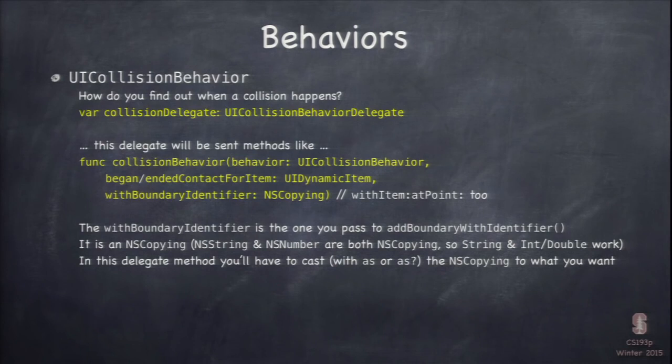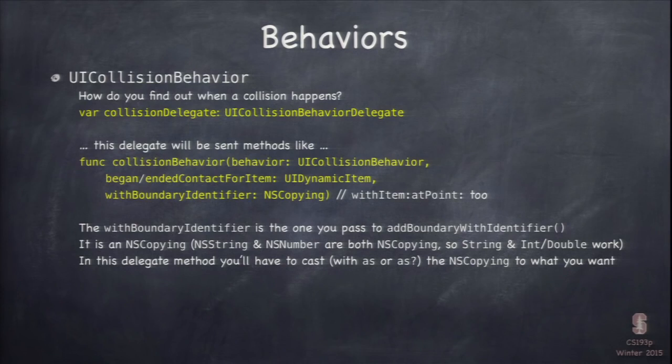So when you hit a boundary, you get this message. You want to set yourself to be the UICollisionBehavior's delegate. And when a boundary is hit, it will send this message, well, it actually has a few other messages, to its delegate saying, oh, there was a collision between an item and a boundary, or between two items. And it's going to pass back that boundary identifier.